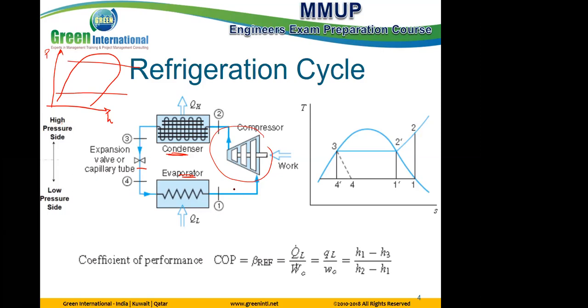Which one is the part of the low pressure level? We will find the low pressure level in the part of the evaporator. It's coming from after expansion and going to the compressor. But after the compressor, we will find the part of the high pressure range. So this is the condenser pressure. This is the evaporator pressure.